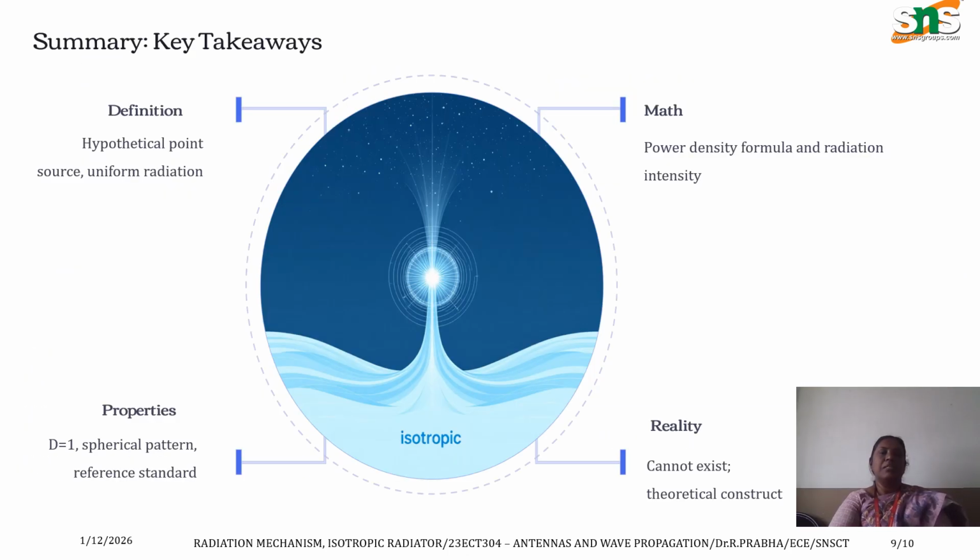Next is assessment, the key takeaways from the summary part. So far we have discussed the antenna definition. The isotropic antenna is a hypothetical point source with uniform radiation, and for its mathematical expressions we have seen its radiation intensity and also power density or Poynting vector. And also we have analyzed various properties of the isotropic antenna and its real world example.